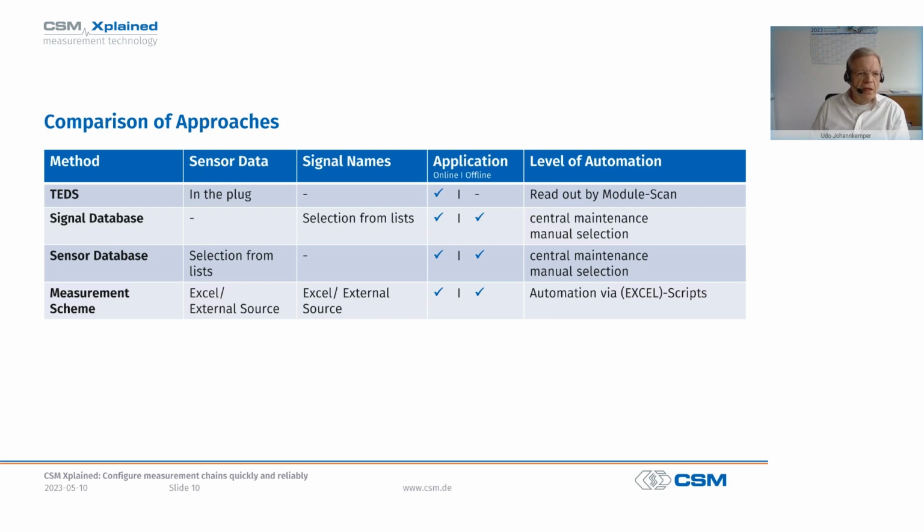Sensor databases have the sensor data but no signal names, so these two work together well. You can have them again offline as well as online with central maintenance for a manual selection. Measurement schemes allow to have the sensor data as well as the signal names, as well as all the other parameters for configuration. You can use them online as well as offline. And if you use external sources, you can have an extensive level of automation via Excel scripts.